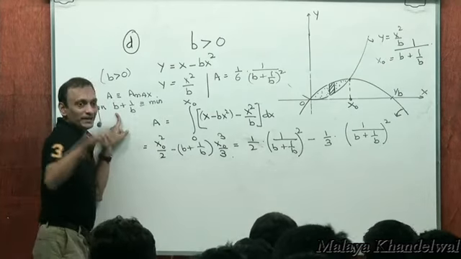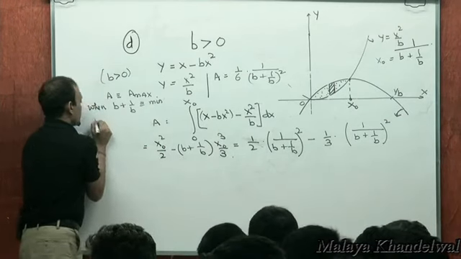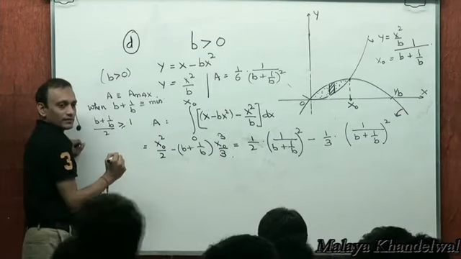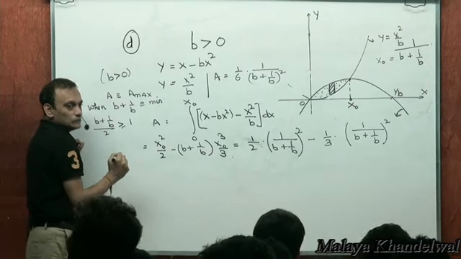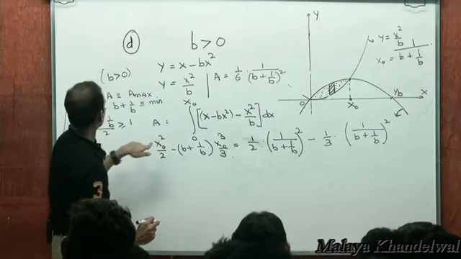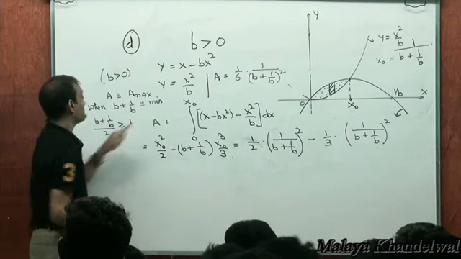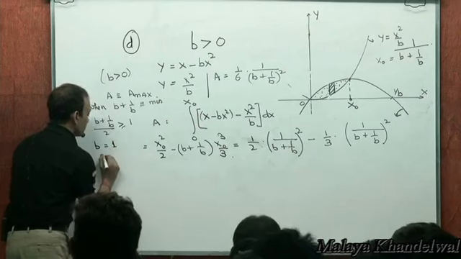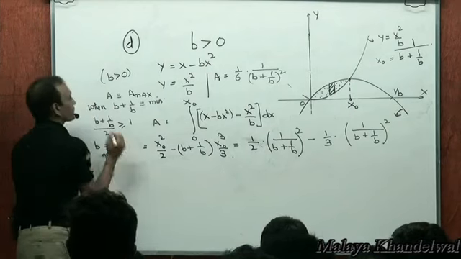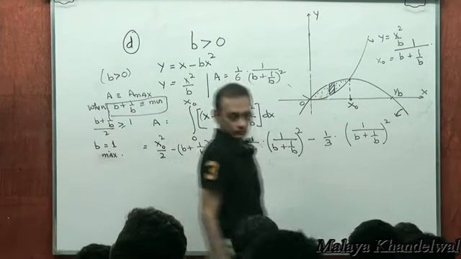Arithmetic mean greater than or equal to geometric mean will give me this greater than or equal to 2, isn't it? B plus 1 by b by 2, arithmetic mean greater than or equal to geometric mean, which is 1 for b greater than 0, right? So this area is maximum when b plus 1 by b is minimum, that means when b plus 1 by b is 2, and that happens at b equal to 1. Maximum A occurs, and the minimum of b plus 1 by b occurs at b equal to 1. Clear, no?